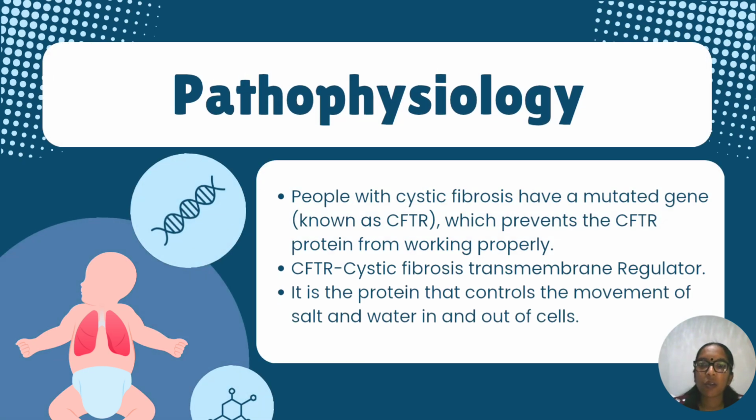Let us now explore the pathophysiology of cystic fibrosis. People with cystic fibrosis have a mutated gene known as CFTR, which prevents the CFTR protein from working properly. CFTR stands for Cystic Fibrosis Transmembrane Regulator. This protein controls the movement of salt and water in and out of cells. It is a gene that transports two ions, namely chloride and sodium.